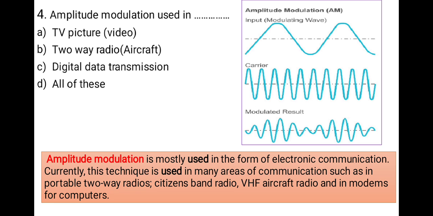Amplitude modulation is widely used in electronic communication. Currently, this technique is used in many areas of communication, such as in portable two-way radios, citizen band radio, VHF aircraft radio, and in modems for computers. So, the correct answer is all of these. Amplitude modulation is used in TV picture, two-way radio, digital data transmission. So the correct option is D.